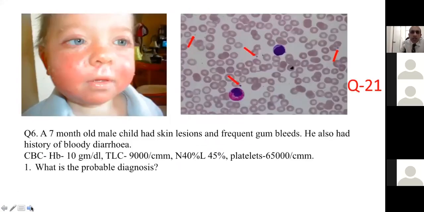So this child presents with skin lesions, frequent bleeds, and also history of bloody diarrhea. Hemoglobin is okay, TLC is okay, but platelets are low. What do you think is the condition? It's a rare disorder.